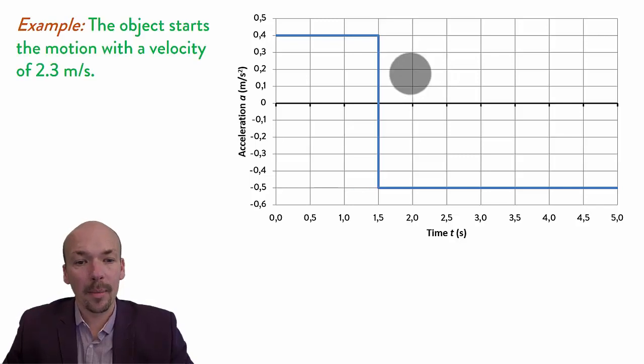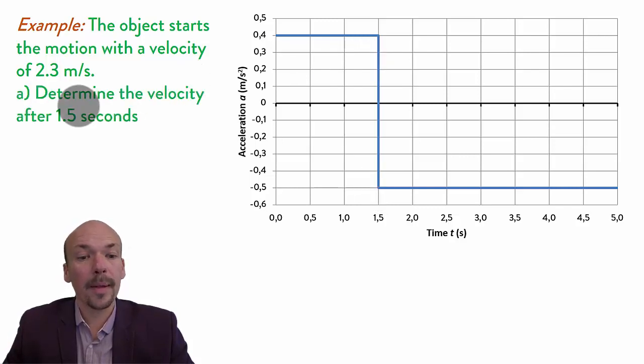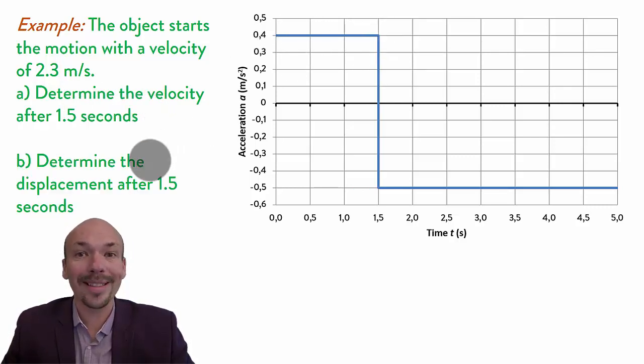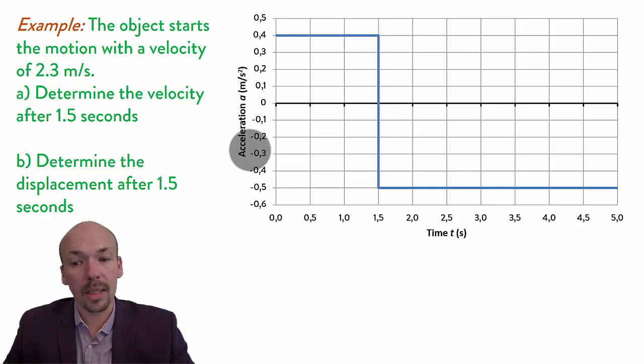I will start with an example. We have an object which starts the motion with a velocity of 2.3 meters per second. So already here at the beginning of the motion there is already velocity, and as you can see it will start with an acceleration, and after 1.5 seconds it will become a deceleration, so it will go slower. There are two things of information you can get out of here. You can determine the velocity after 1.5 seconds, and you can also determine the displacement in that time. So these two things you can do if you have an acceleration time graph.